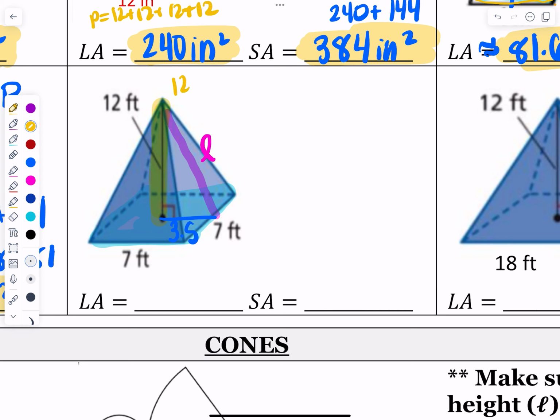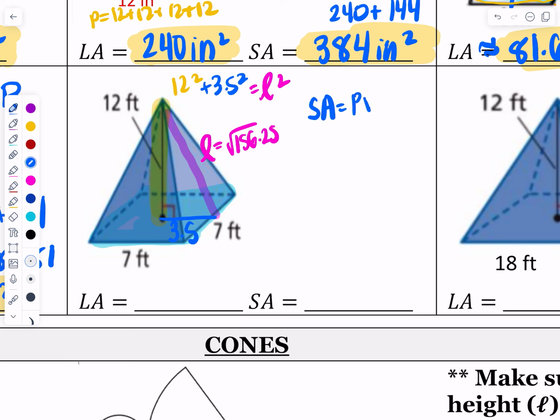So that's going to be 12 squared plus 3.5 squared equals our slanted height squared, Pythagorean theorem. So this is going to give me 156.25. So L is going to be equal to the square root of 156.25. Okay, so we go to find our surface area. I'm going to go ahead and skip ahead here. It's going to be P times L divided by 2 plus our base.